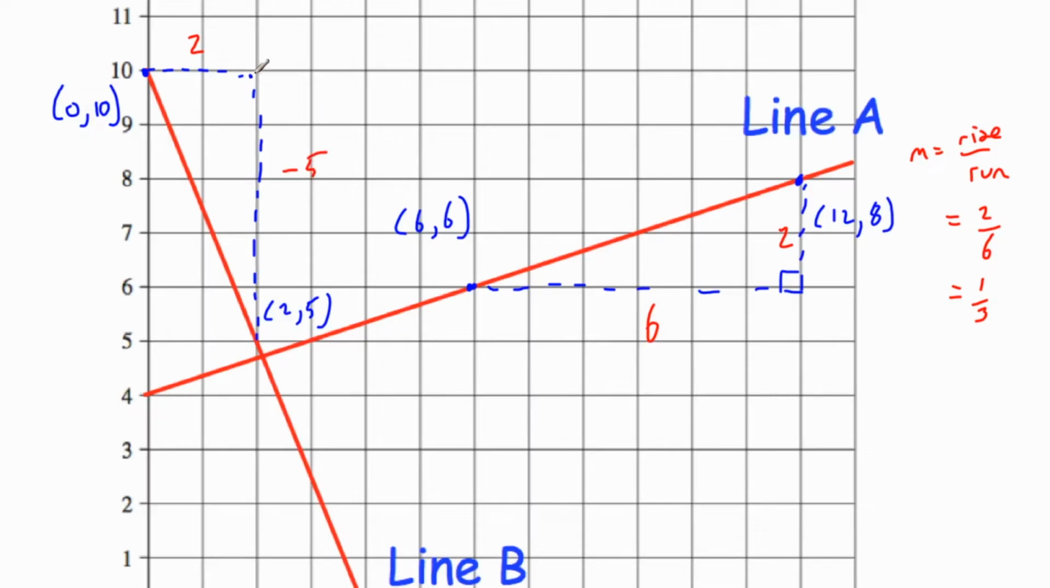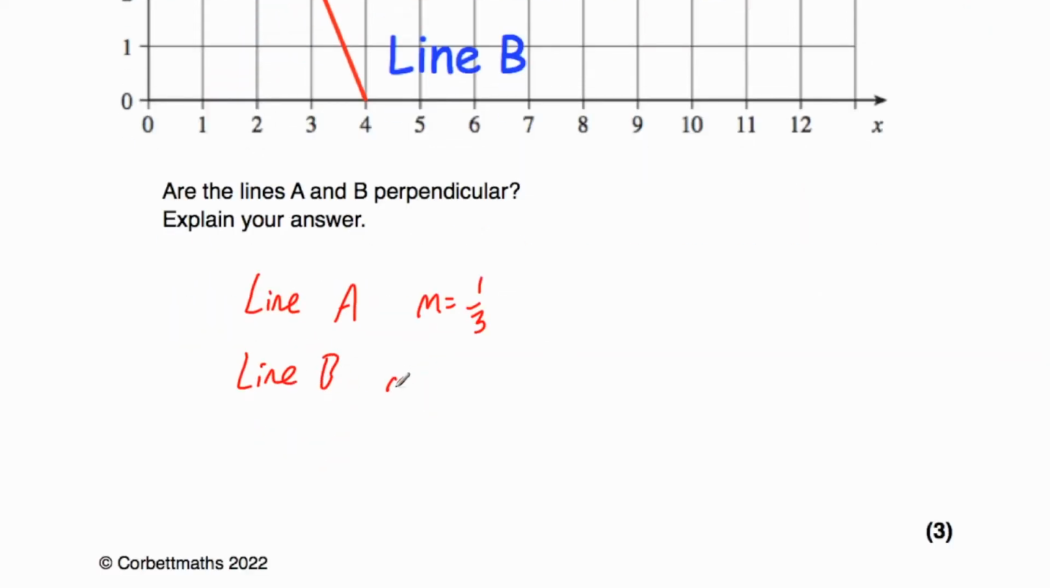It's going down 5. So we want to find its gradient. The gradient m is equal to rise over run, which is -5 over 2. And that would be m is equal to -5 over 2, or -2.5. So for line B, m is equal to -5 over 2.